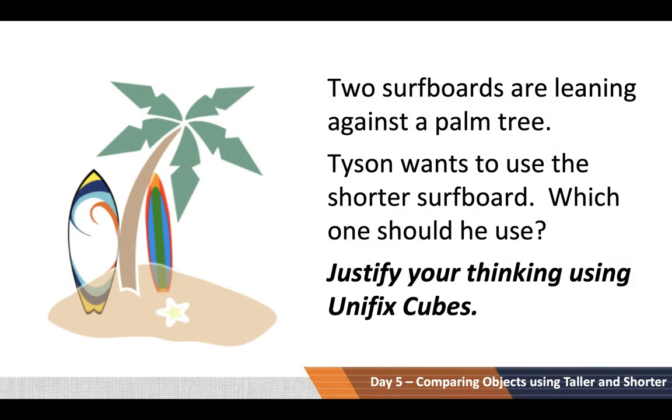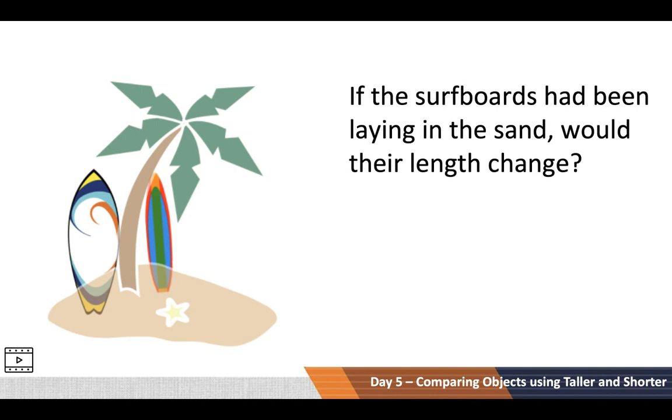2 surfboards are leaning against a palm tree. Tyson wants to use the shorter surfboard. Which one should he use? Justify your thinking using Unifix cubes. If the surfboards had been laying in the sun, would their length change?